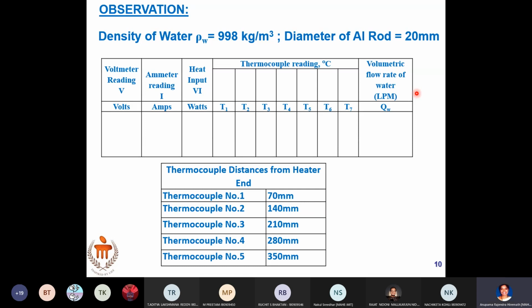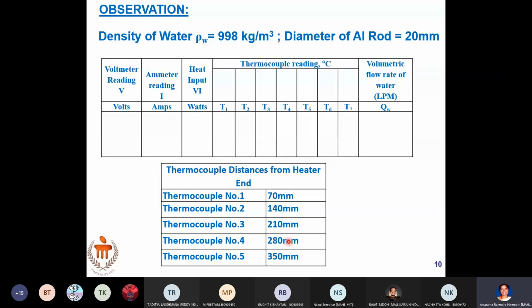In order to plot the graph to get the temperature gradient, you need to know the distance between each thermocouple. This is how the thermocouples are arranged. The distance between the thermocouples is 70 mm. So the first thermocouple will be at 70 mm, the second thermocouple 70 plus 70, it is 140, like that. Only 5 thermocouples are there on the metal rod. Thermocouples 6 and 7 are there for measuring the heat transfer through the cooling water. So you don't plot 6 and 7 in the graph. It should be 1 to 5.